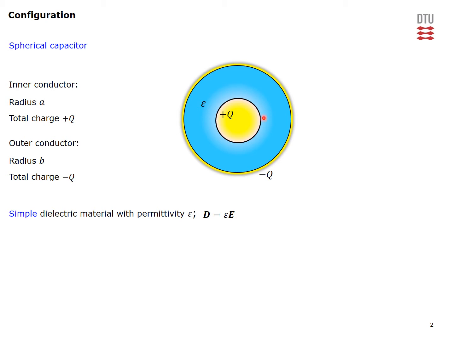It consists of an inner conductor which has a radius A and a total charge plus Q. And also we have the outer conductor that you can see here, and its radius is equal to B, and it will carry a total charge minus Q. The space in between is occupied with a simple dielectric material with this permittivity epsilon, so that we have this simple relationship in the dielectric between the D field and the E field.